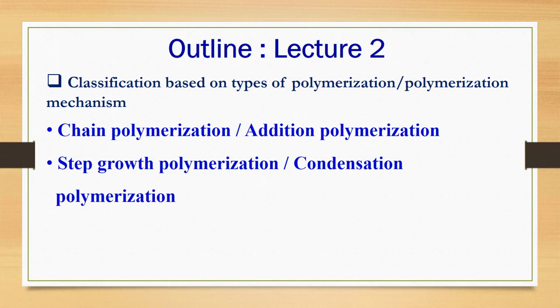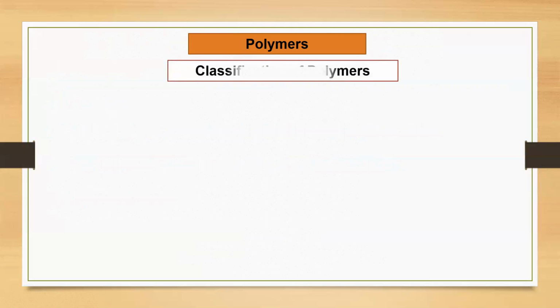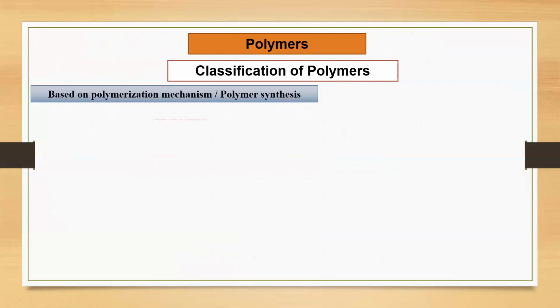So it is based on two categories: chain polymerization, which is also known as addition polymerization, and step growth polymerization, also known as condensation polymerization. We'll look into detail why chain polymerization is also known as addition polymerization, whereas step growth polymerization is also known as condensation polymerization. So, to begin with the classification, first is chain reaction polymerization.